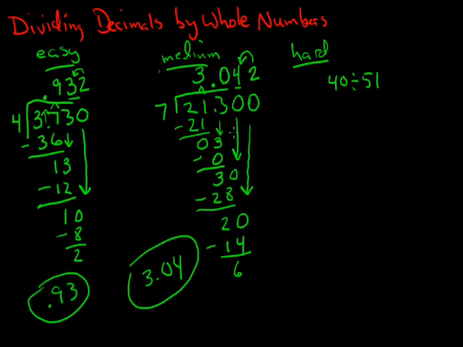Now here's what I would call a hard problem. 40 divided by 51. Now, some kids get confused when they see a problem written like this, but in division you don't always divide, especially when you're dividing decimals, you don't always divide the smaller number into the bigger number. You set up your division the way it's written. 40 divided by 51 means you must write 40 in the division house divided by 51.